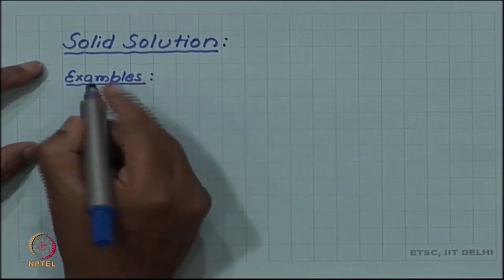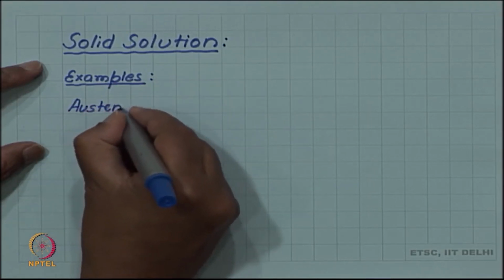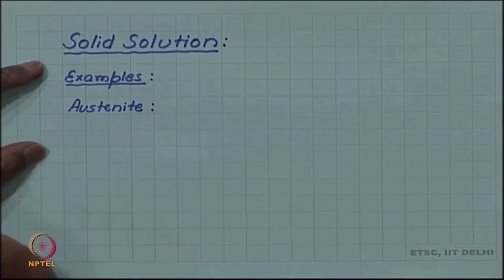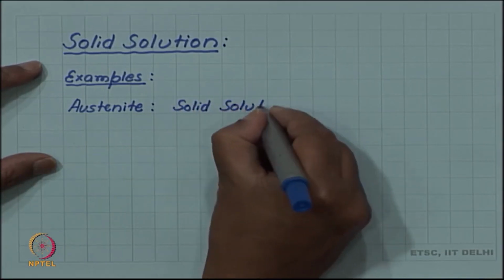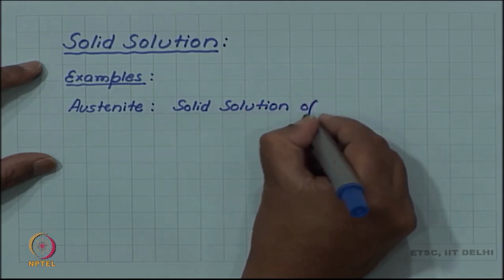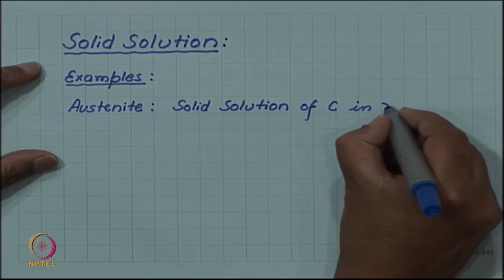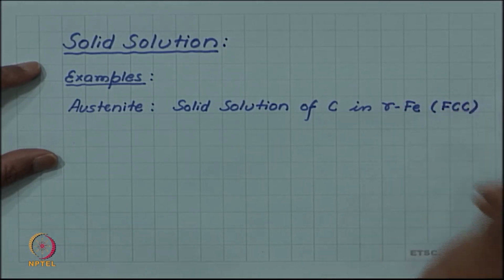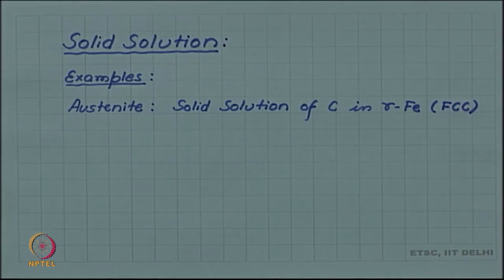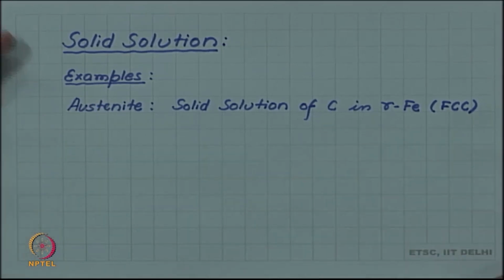In steels, we have an important solid solution called austenite. This is solid solution of carbon in gamma iron. Gamma iron means FCC iron. Iron has more than one crystal structure, in particular FCC gamma iron and BCC alpha iron. So, austenite is solid solution of carbon in gamma iron.